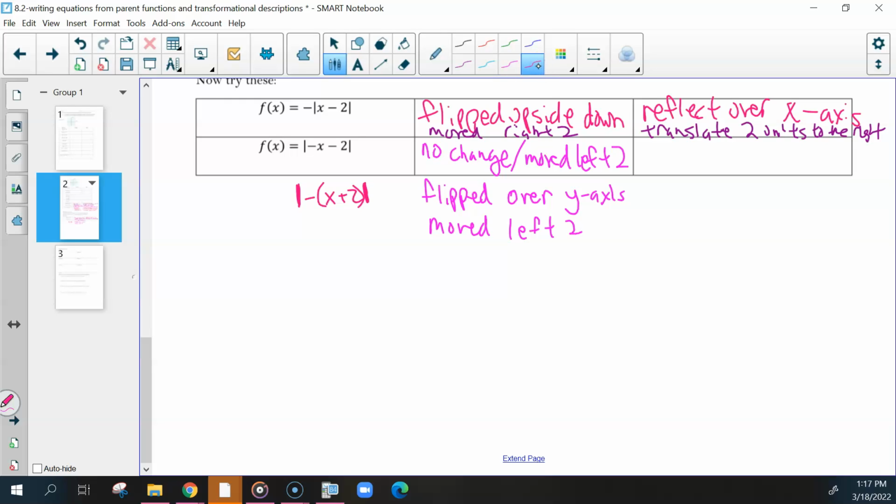So with these type of problems, it gets tricky because then you're like, okay, but which one is right? Both, really? For a lot of these problems, there isn't just one way you can find the same answer, and that's not encouraging, I know, but both are technically right. So this, however, would be a reflection over the y-axis, translate 2 units to the left.